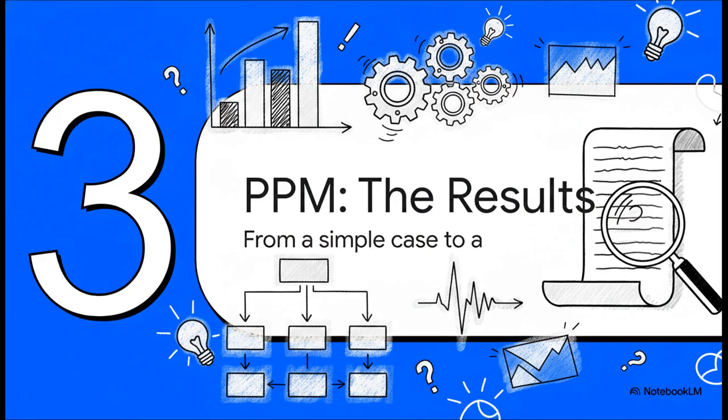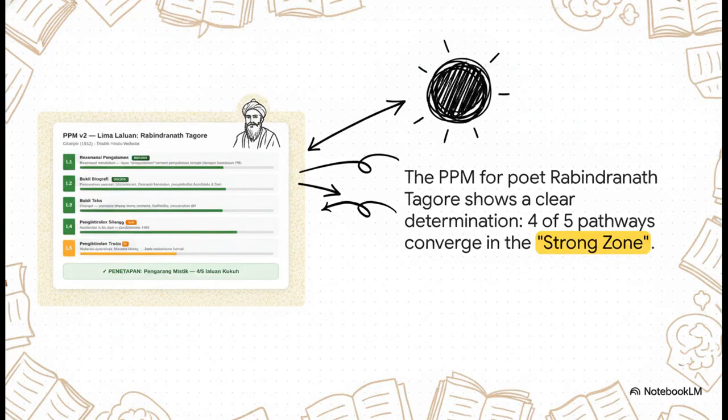Let's move from the theory to the real world and see how this diagnostic tool is applied. This is a perfect example. We're looking at the PPM results for the famous poet Rabindranath Tagore and his work, Gitanjali. And what you see here is that the evidence is just overwhelming. 4 out of the 5 pathways all point in this same direction, putting him squarely in what the framework calls the strong zone. It's a really clear determination that his work comes from a place of deep, profound experience.